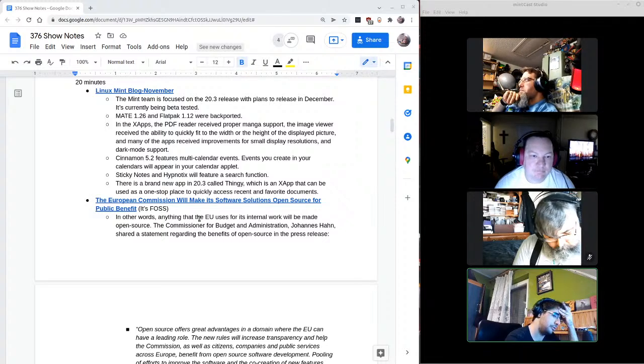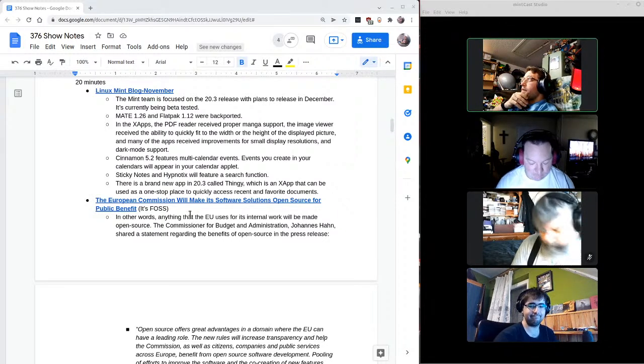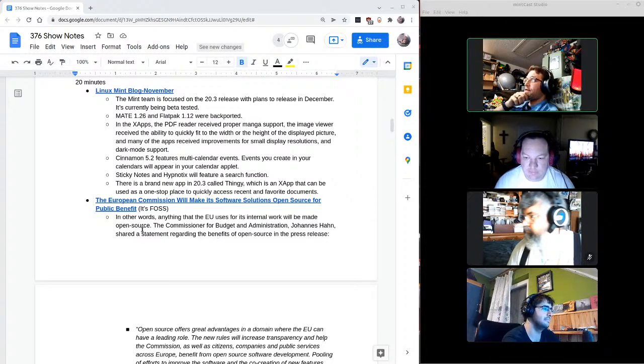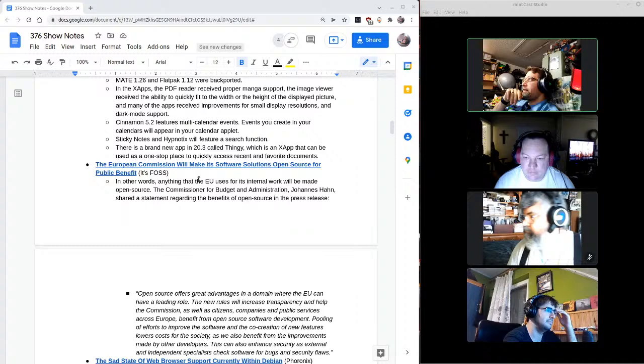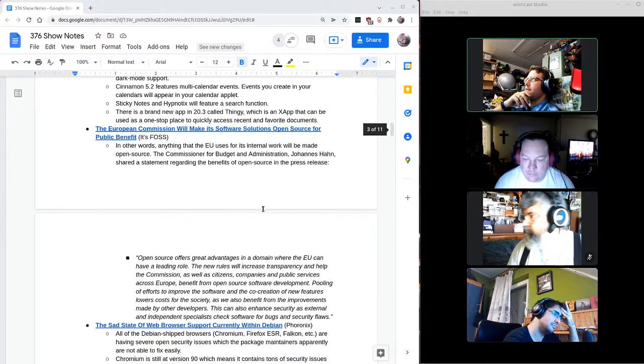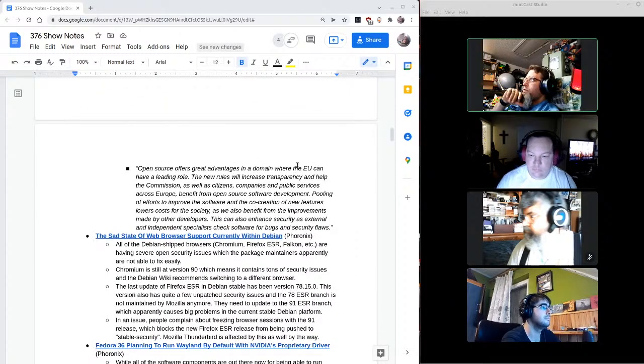Yeah, then definitely. The European Commission will make its software solutions open source for public benefit. This is from It's FOSS. In other words, anything that the EU uses for its internal work will be made open source. The Commissioner for Budget and Administration, Johannes Hahn, shared a statement regarding the benefits of open source in the press release. He said, "Open source offers great advantages in a domain where the EU can have a leading role. The new rules will increase transparency and help the Commission, as well as citizens, companies, and public services across Europe, benefit from open source software development.